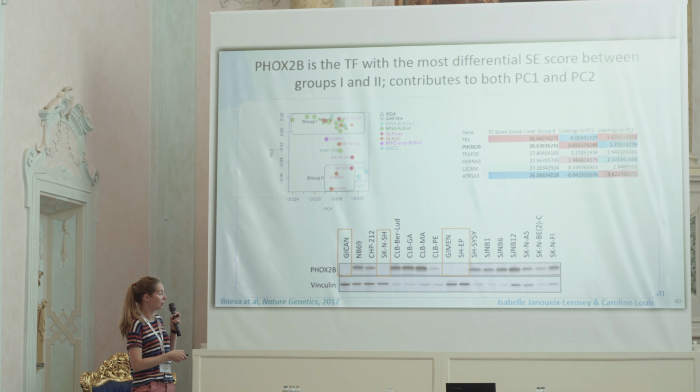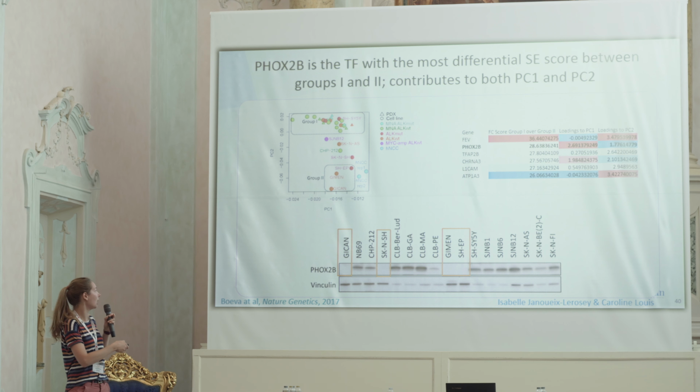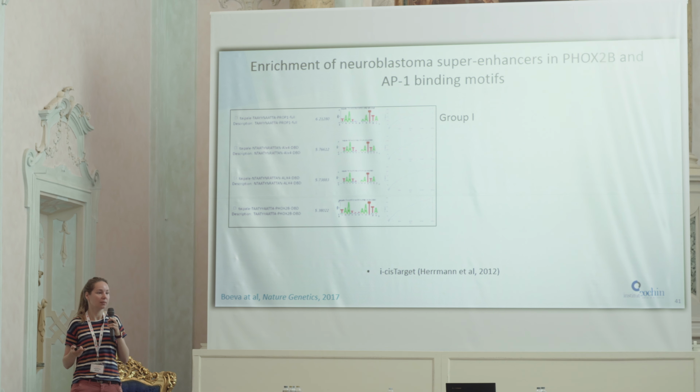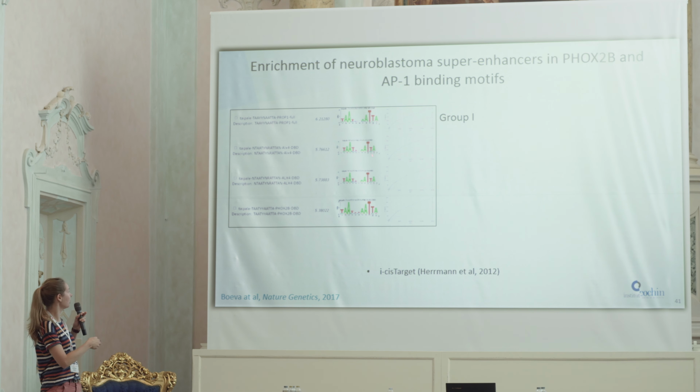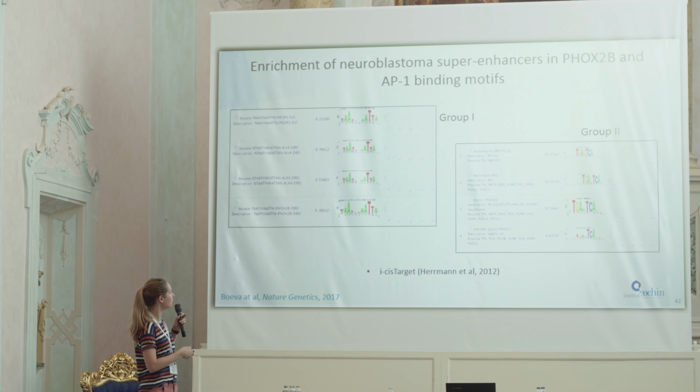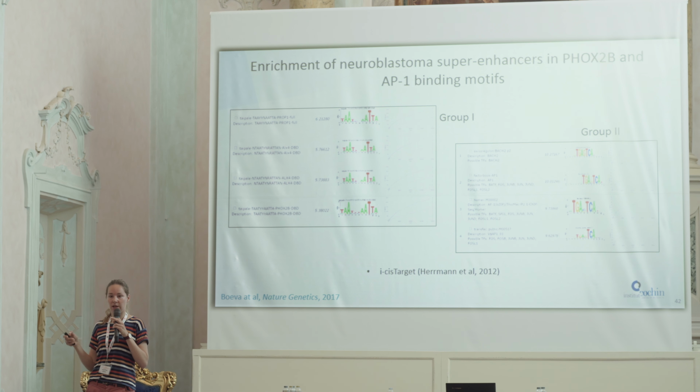So we applied motif discovery to see which transcription factor motifs are enriched in super enhancers of group 1 and group 2. For group 1, the strongest hit was this motif, which looks like the PHOX2B motif. So we confirmed that PHOX2B is an important transcription factor driving super enhancers in group 1. And for group 2, we saw very strong enrichment in the AP1 motif. So AP1 is a complex of FOS and JUN transcription factors. It can be any transcription factor from this FOS and JUN family. It can be FOS, FOSL1, FOSL2, JUN, JUNB, JUND, and so on. It's always the same motif.